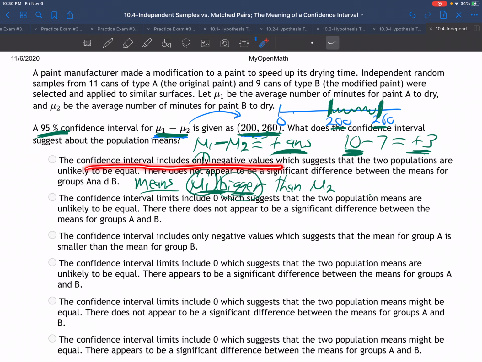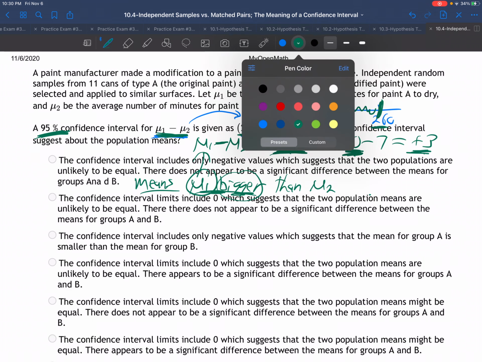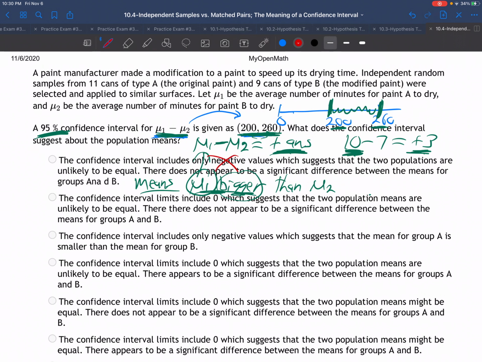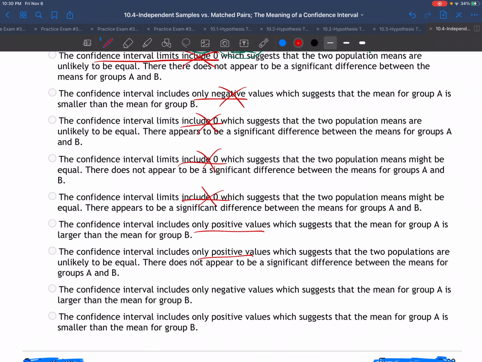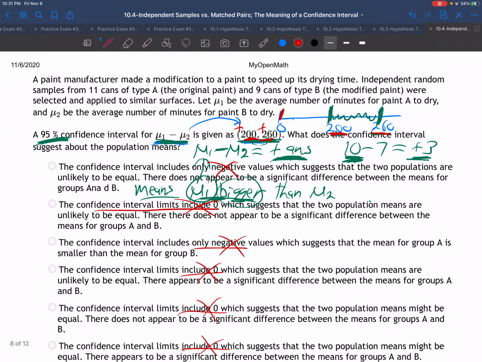The confidence interval includes only negative values? No, it doesn't include only negative values. It includes only positive, right? These are only positive numbers. The confidence interval limits include 0? No, it doesn't include 0. 0 is not between 200 and 260. 0 is way over here. We're flying through these now. Only positive, yeah, that's possible. Then get rid of that only negative. So it's got to be one of these three only positive, right? Because our interval has only positive numbers.